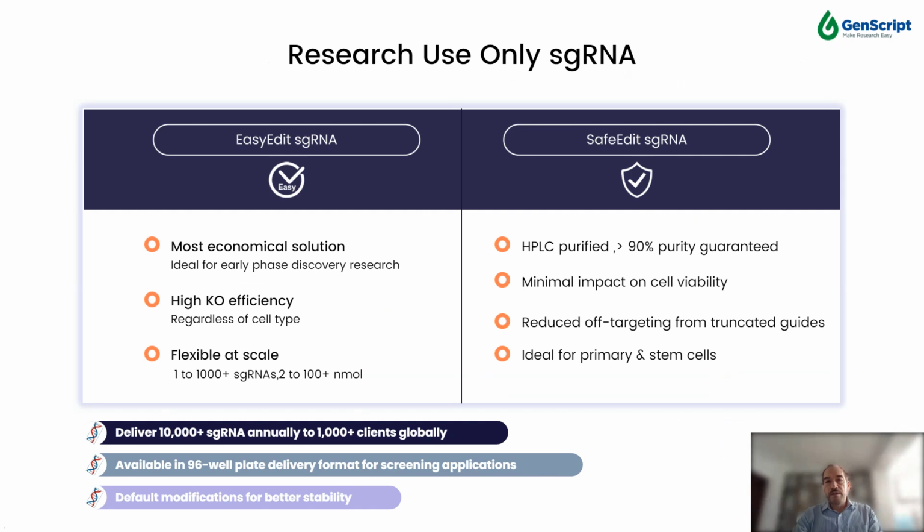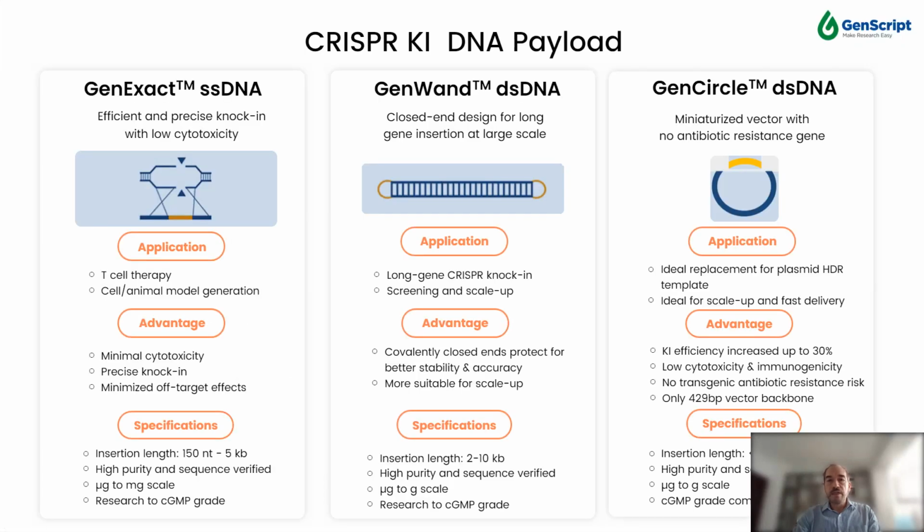For the sgRNA, the different services vary. The Easy Edit sgRNA is very useful for very quick and easy experiments, and is very cost effective. The Safe Edit sgRNA is higher purity, HPLC-purified sgRNA that is very good for harder-to-edit cells, such as primary cells, for example. The different templates that we offer can serve different purposes depending on your need, and we can work with you to customize the type of template that is being used for your gene editing.